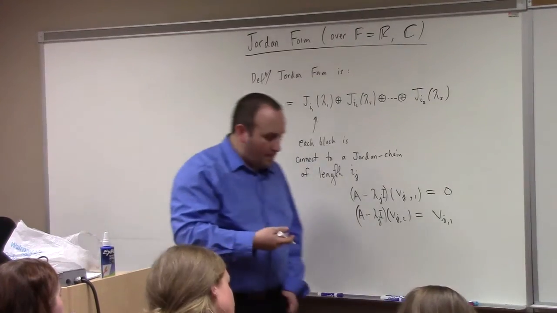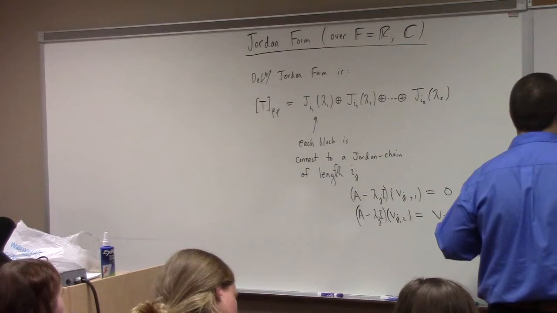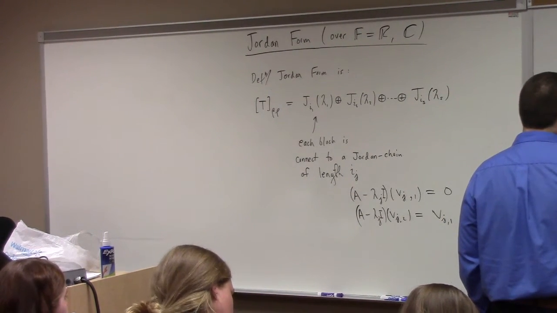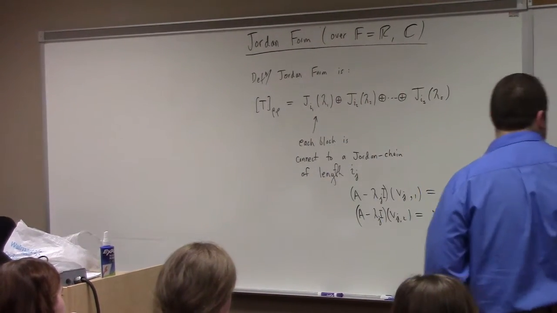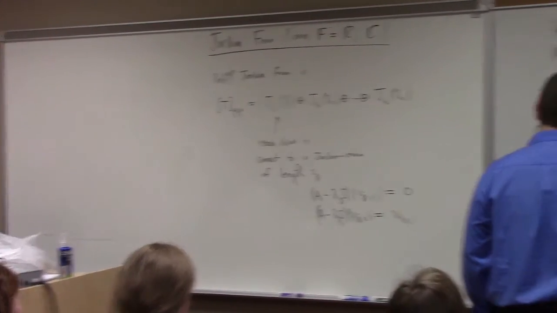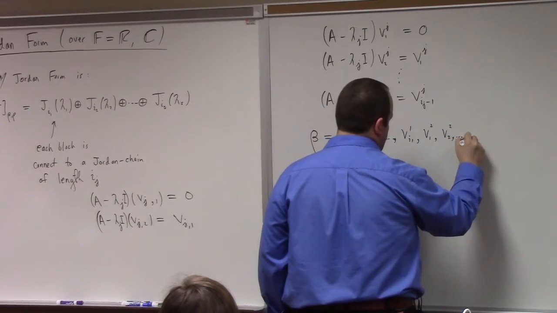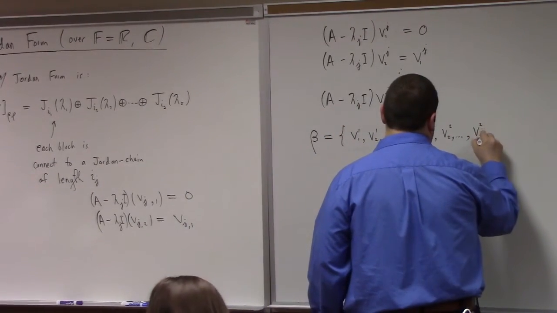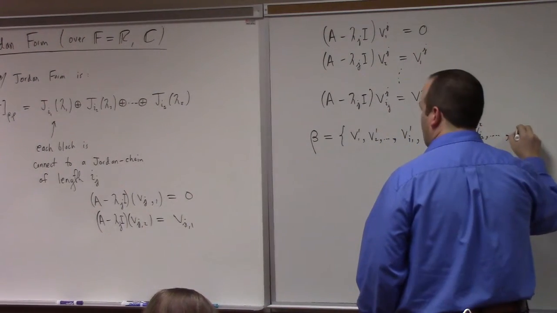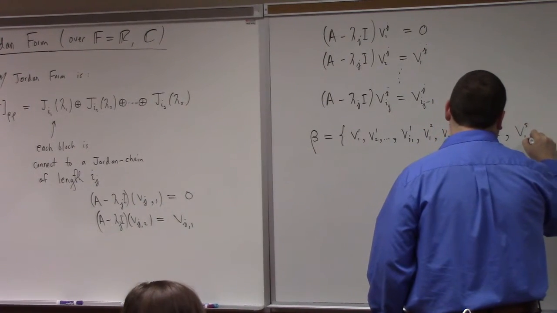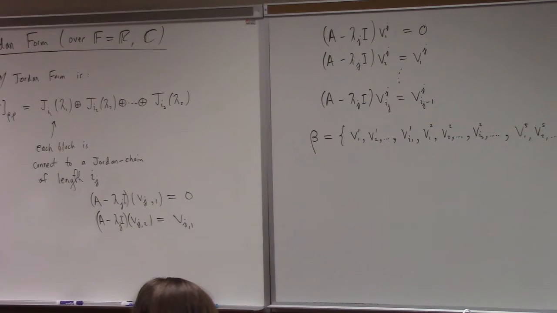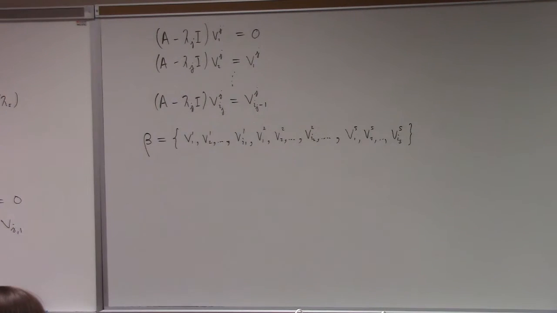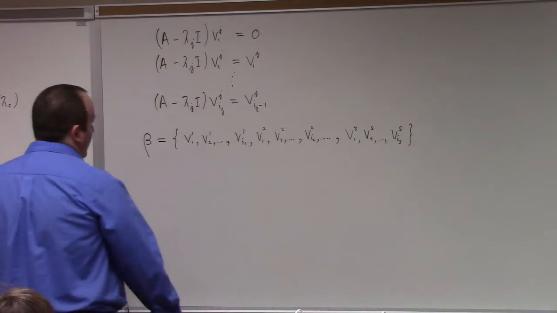All right, so I should start with my current nomenclature, V11, V12, dot dot dot, V1 I1. There are I1 things in that. And then we go V21, V22, dot dot dot, V2 I2, there are I2 of those. And so forth until we get to the last block, which would be VS1, VS2, dot dot dot, VS I sub S. This basis is formed from Jordan chains. This is the Jordan basis. Beta is the Jordan basis for T, right?